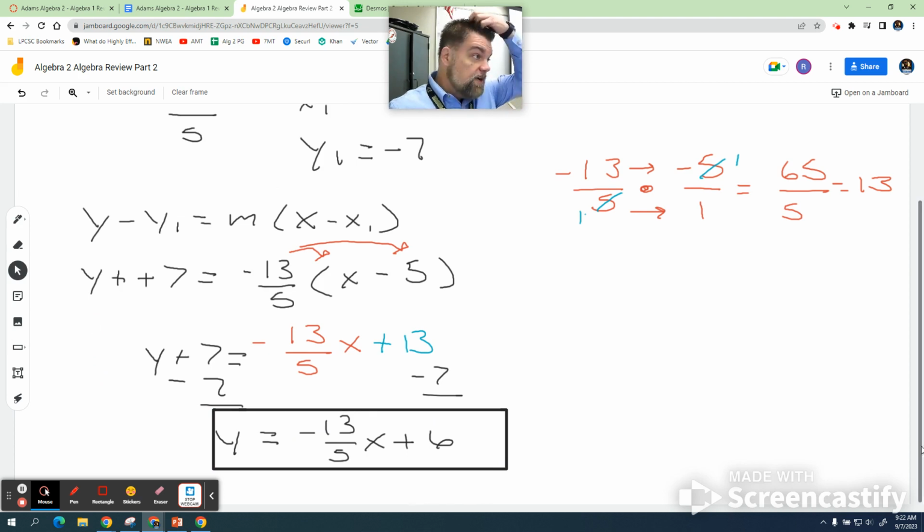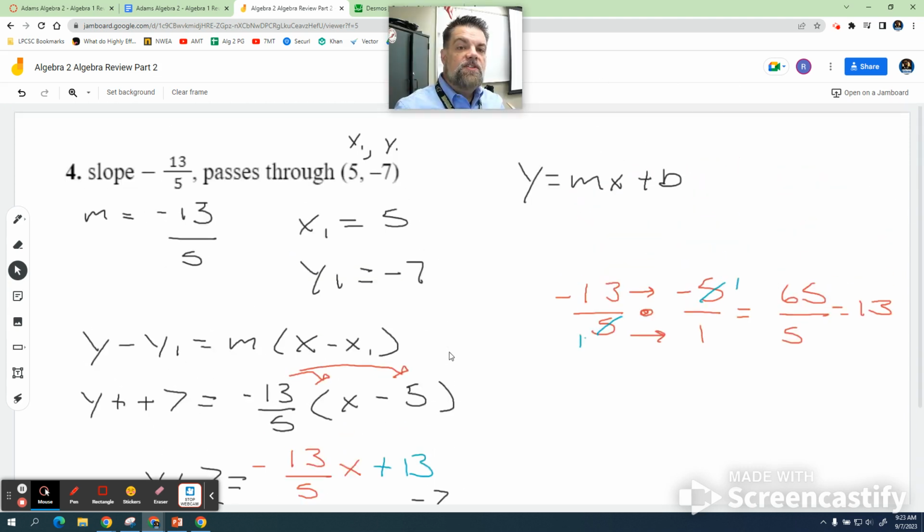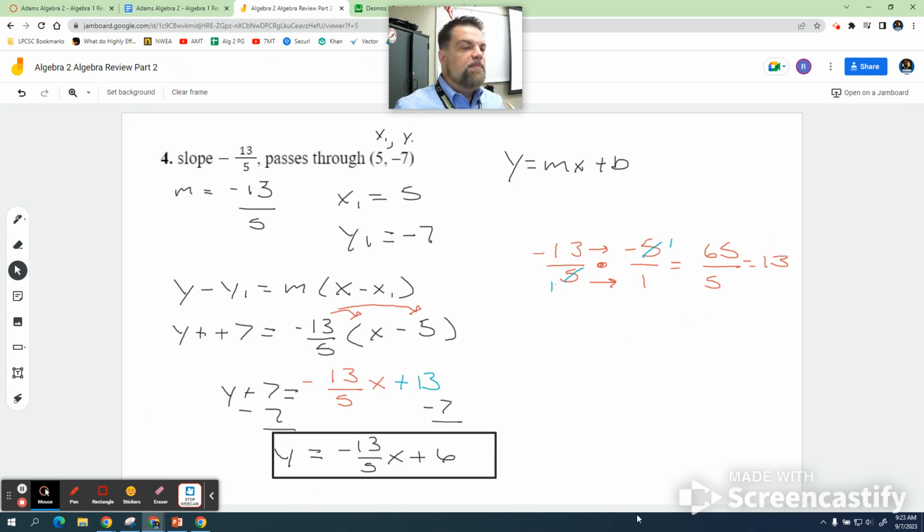Cool. How do I know that's right? I mean, I am a math teacher. I'm pretty good at math, but how do I know that it's right? What could I do? Well, not really. How about I graph it? So if I graph this equation, what should happen? It should pass through the point 5 comma negative 7, right?